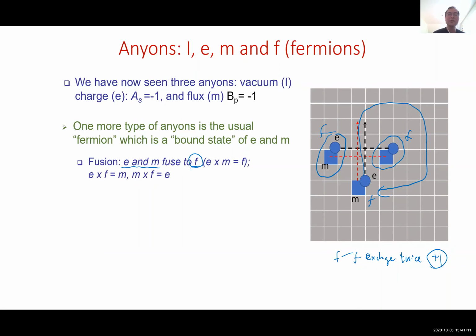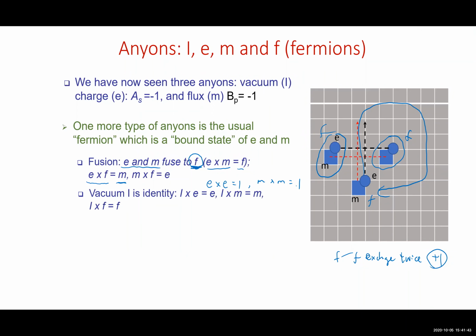In the language of anyons, E and M fuse to F. So E times M fuse to F. If you take another E and fuse it with the fermion, it would cancel out the E and return the M itself. So basically this says E times E is identity. If you bring two E together, they will fuse to identity. Remember our E is created from vacuum by a pair, so if you bring them together, they will annihilate.